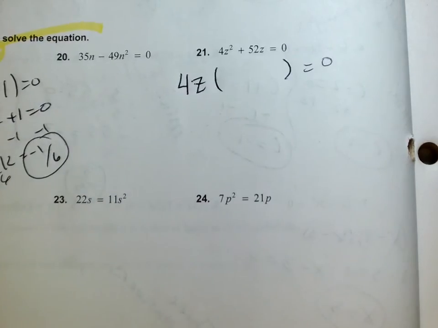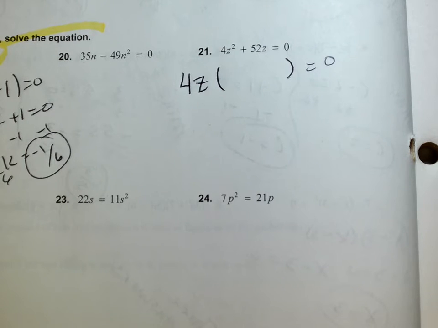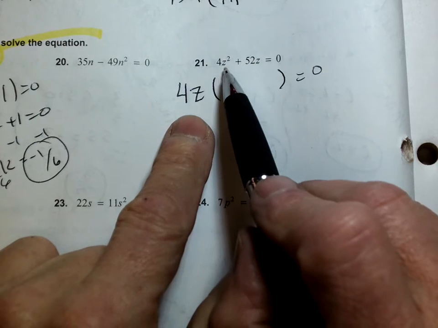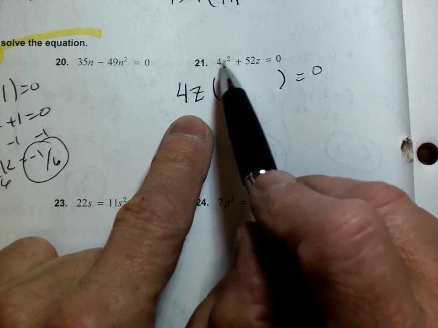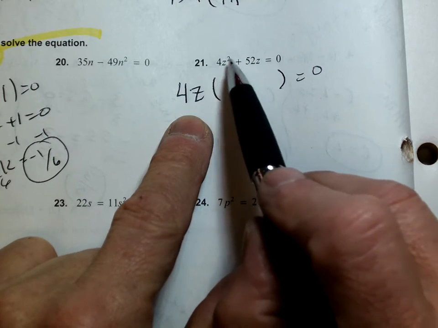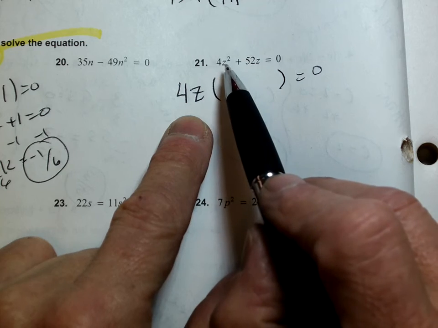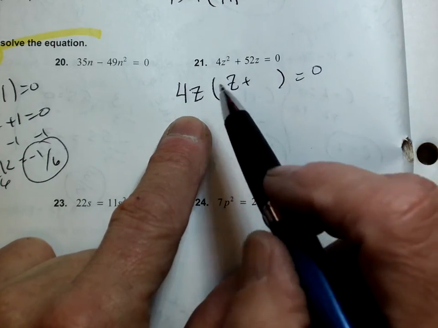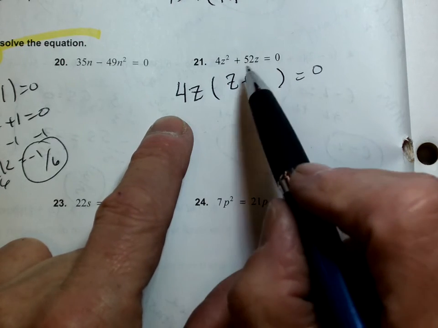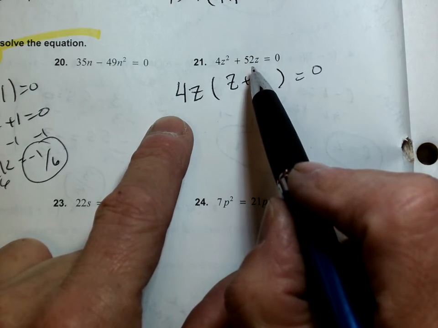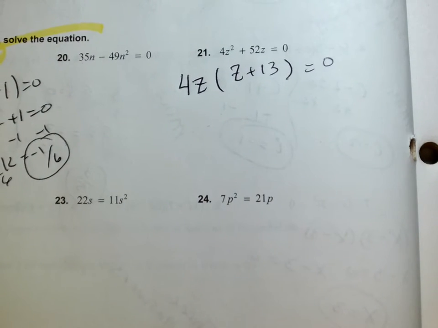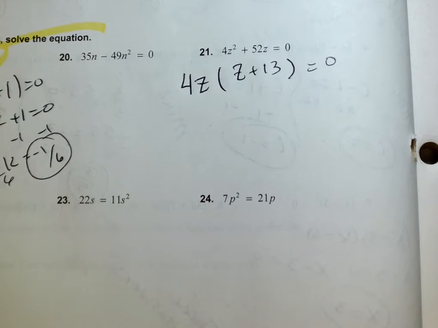So we factor, make our mini equations, solve, right? So if I took out a 4z, what's left in this first term? Just z, good. Plus, and thank goodness Ben just told us, 4 goes into 52 13 times, we just did it on the calculator, 13, okay? We factor, mini equations, solve.